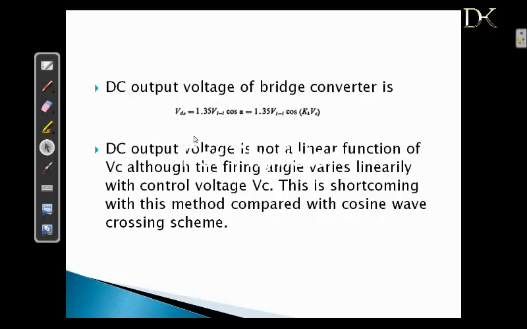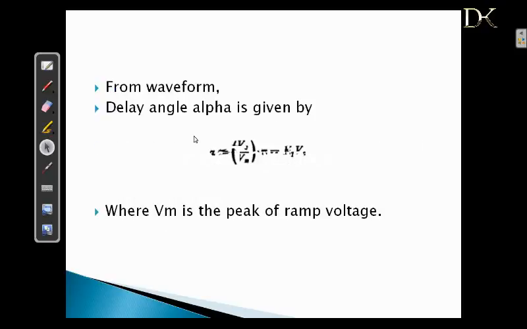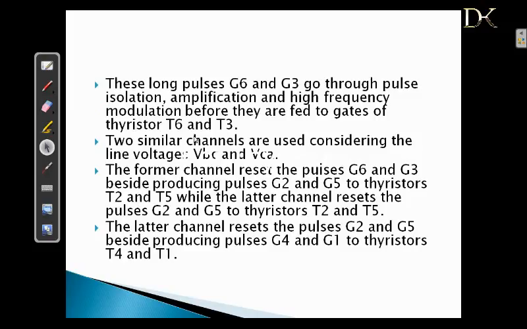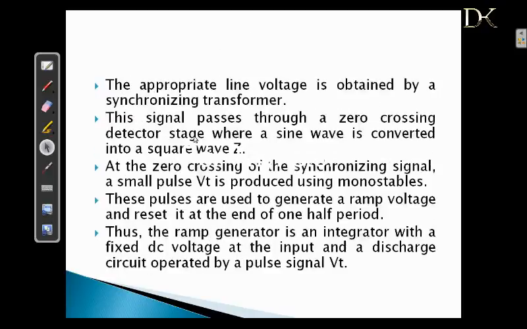Here we are not getting a linear function; we don't have linear transfer characteristics as in the case of the cosine wave firing scheme, although the firing angle varies linearly with the control voltage. Also, any noise voltage riding on the ramp or control voltage causes erratic firing. It is quite sensitive to variation in component values, especially in the ramp generation. The advantage of this method is that it is not sensitive to line voltage fluctuation.